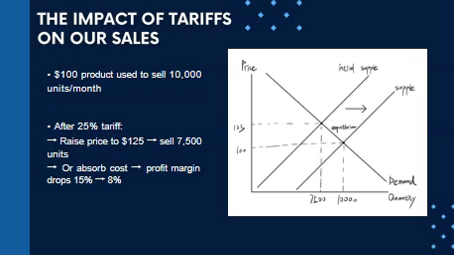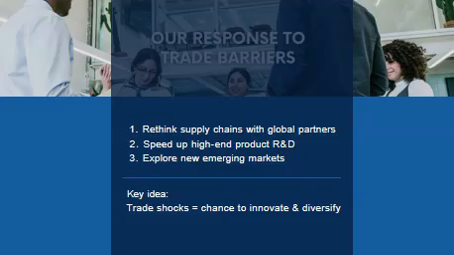So what does it mean? We can either raise the price to $125, but then sales might drop to about 7,500 units, or we absorb the 25% cost ourselves, which cuts our profit margin from 15% to 8%. That also means we have lost some customers. But every challenge brings a chance to change.